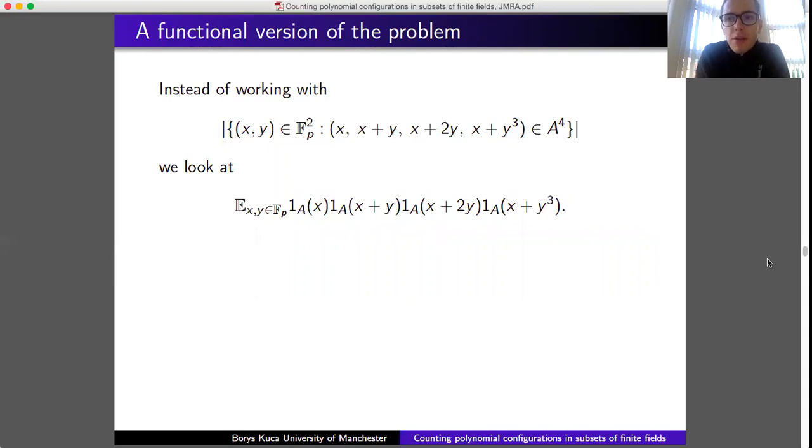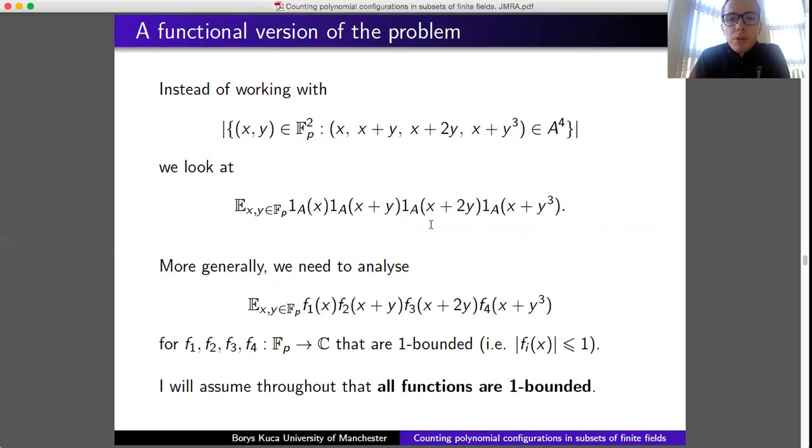1_A here is the indicator function of the set A. Bold E is the average over F_p. So the expression at the bottom is the same thing as the expression at the top divided by p squared. This normalization turns out to be useful in the way we deal with these things. To understand this analytic expression at the bottom, it turns out that we need to understand a more general expression of the form given here. This is a multilinear operator, and from now on, I will call operators like this counting operators. So this is a counting operator for the configuration x, x plus y, x plus 2y, x plus y cubed.